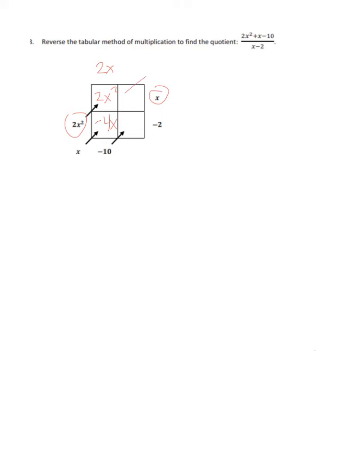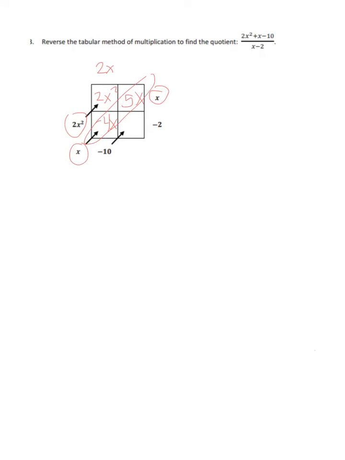We know that the diagonal here has to equal x, doesn't it? Well, what can I add onto negative 4x to get a positive x? Well, common sense says this baby's 5x. 5x minus 4x is 1x.